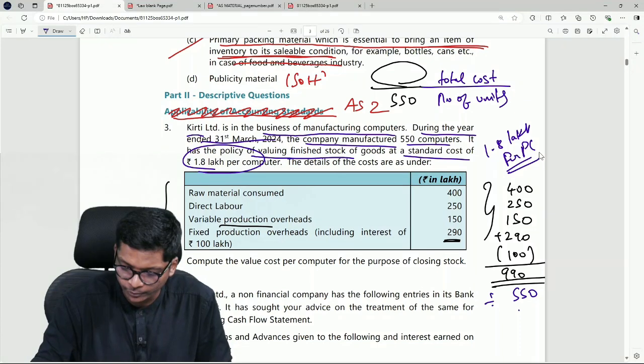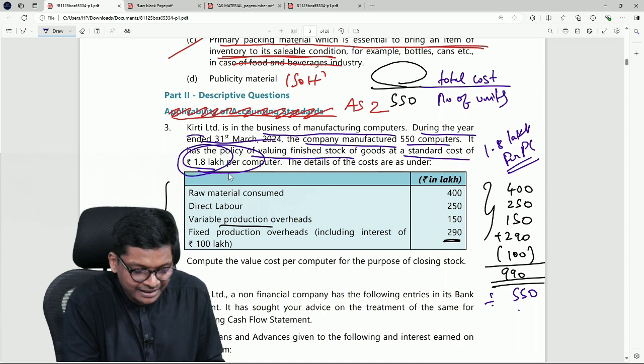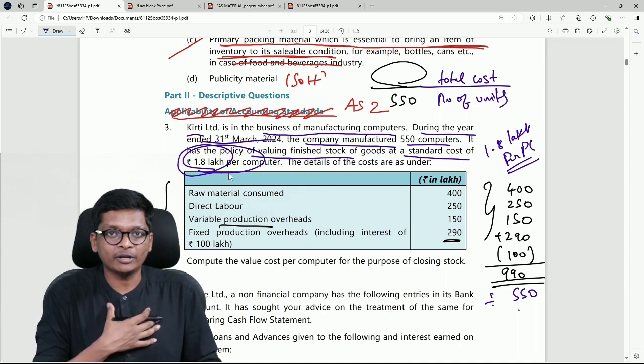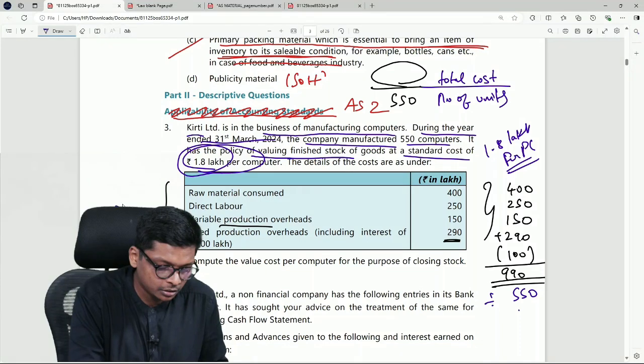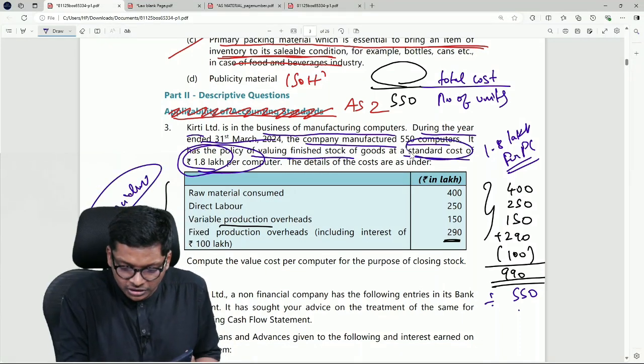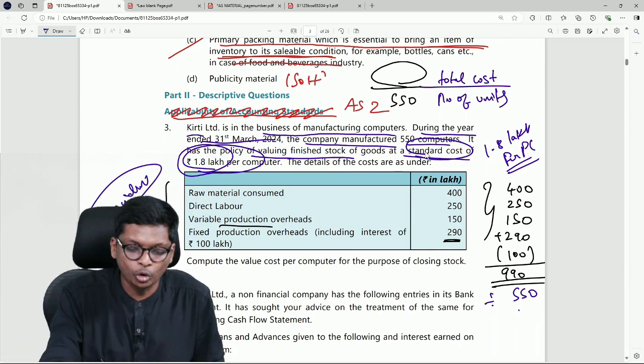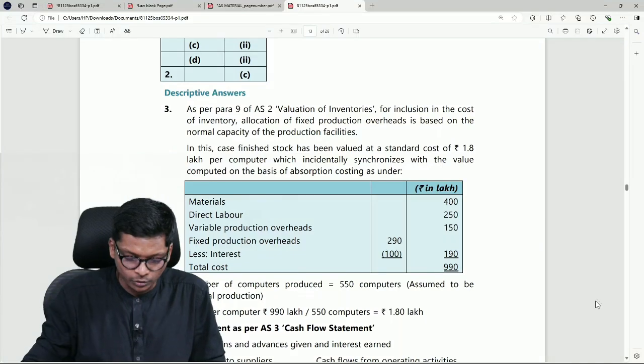Looks like it's Apple computer, guys, that's why it's so expensive. 1.8 lakhs per computer. So they are also getting 1.8 lakhs. We are also getting 1.8 lakhs. It is nothing but coincidence. That means standard cost method and our method also both are 1.8 lakhs. It is a coincidence. That is what ICA would have also given.